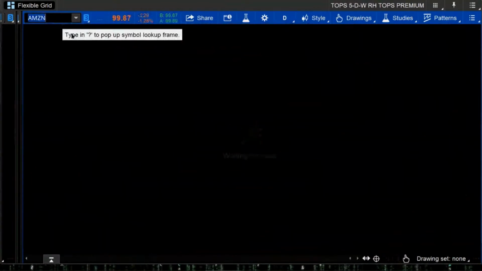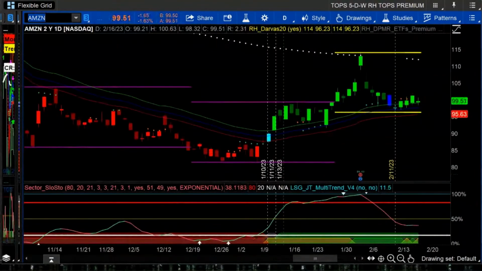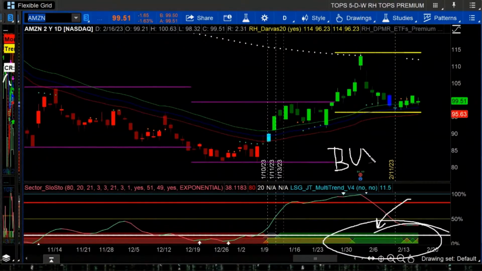Let's talk about another setup. Popular stock, Amazon. Let's start at the bottom of the chart. Structure. If this is mostly green, what do I know I'm going to be? Really simple. A buyer, not a seller. I want to be a buyer.